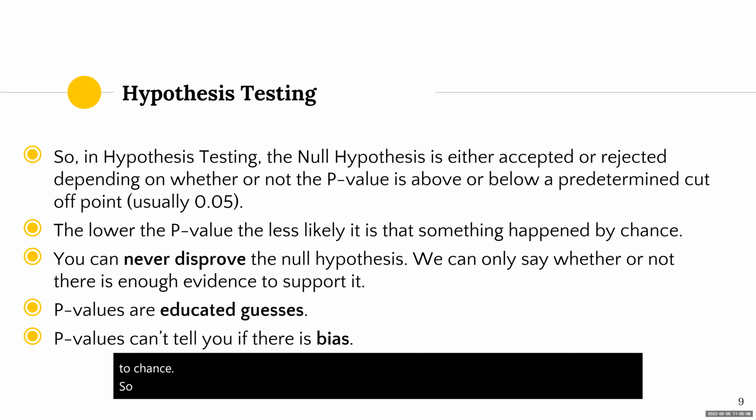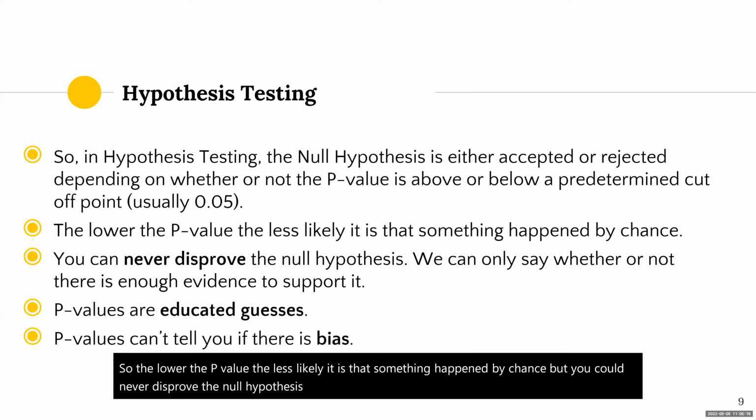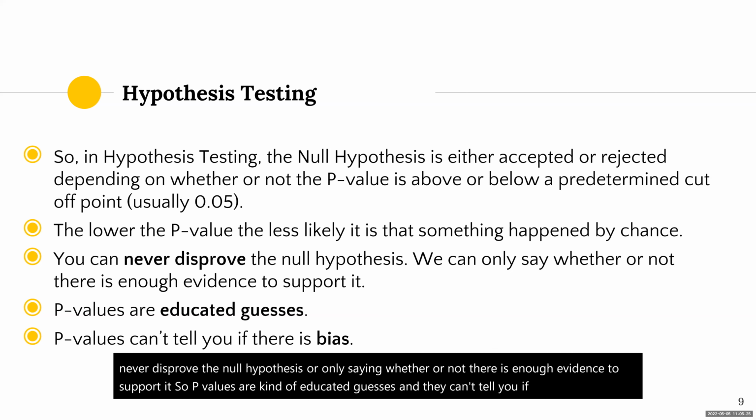The lower the p-value, the less likely it is that something happened by chance, but you can never disprove the null hypothesis. We're only saying whether or not there is enough evidence to support it. So p-values are kind of educated guesses, and they can't tell you if they're biased, so they have some limitations.